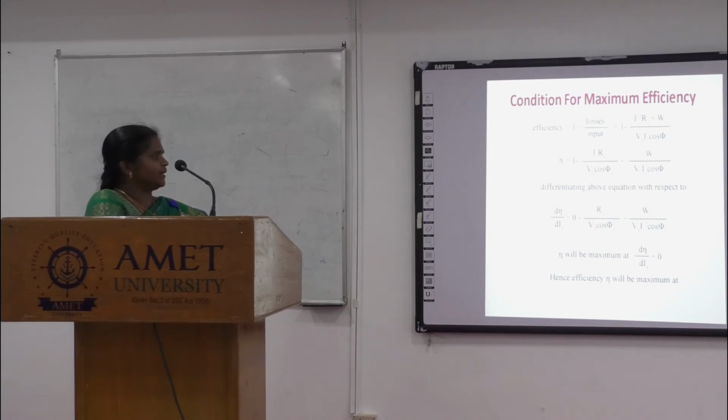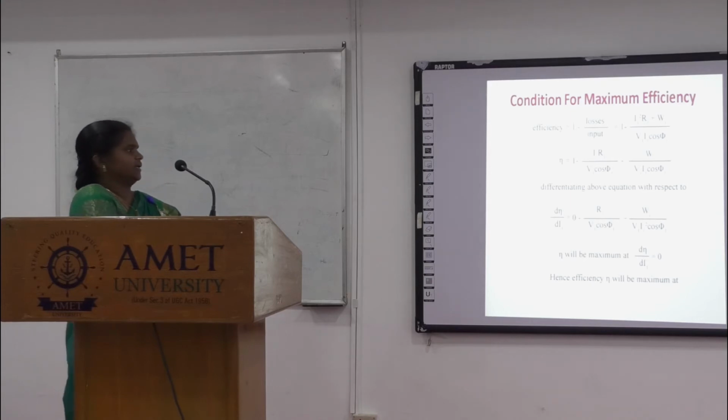Input is V1 I1 cos phi 1. V1 is the input voltage, I1 is the input side current, and phi 1 is the angle between input voltage and input current. Then the efficiency can again be written as 1 minus, dividing the numerator and the denominator, where I1 is a common factor in the second term. Reducing that, you will get 1 minus I1 R1 by V1 cos phi 1 minus, separating the terms, Wi by V1 I1 cos phi 1.